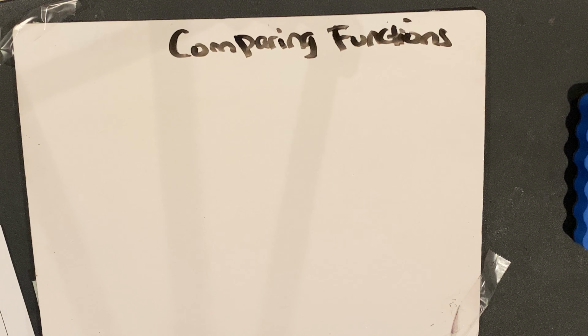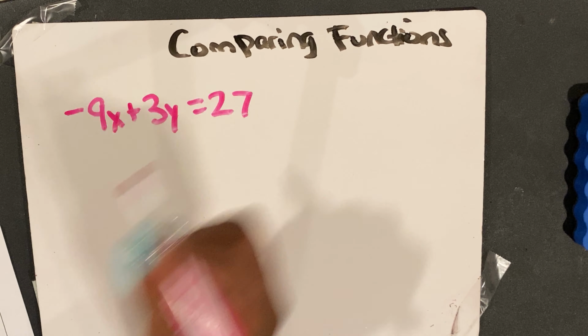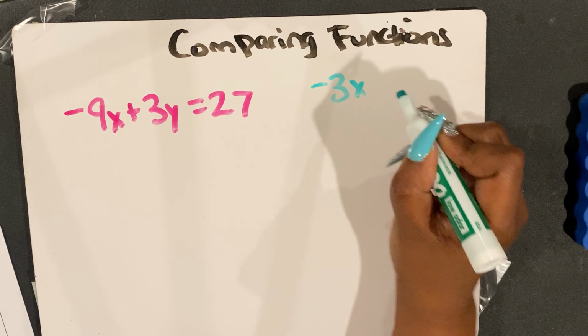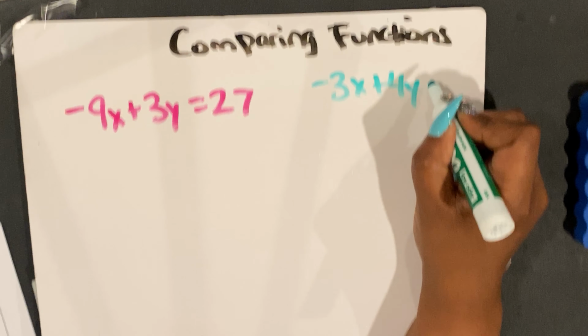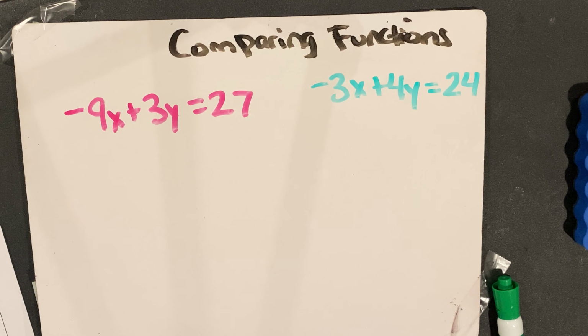All right, we are going to compare functions. So let's say that I have an equation that says negative 9x plus 3y equals 27. And then another equation that I have is negative 3x plus 4y equals 24. Now, I'm not going to actually solve for my variable.